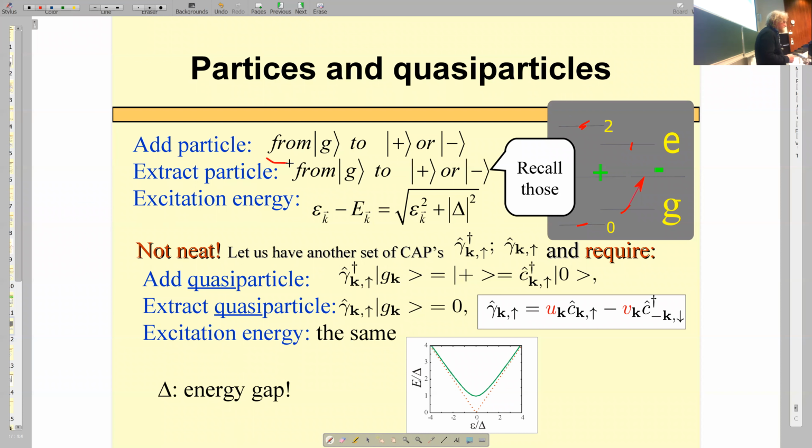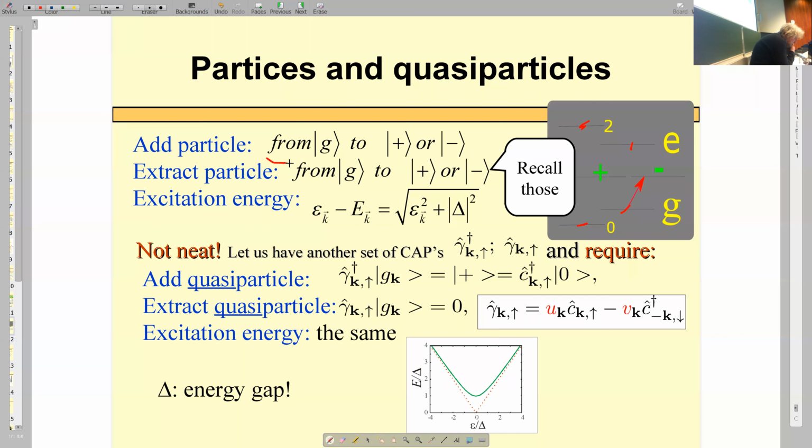So from ground state, I could go to single particle states, either with spin up or spin down. Strangely, now the same will happen if I try to extract the particle. Why is it so? Because the ground state has a probability to have two particles. So I extract and I go to the state with one electron. Okay? That's because we don't have a definite number of particles in the ground state.